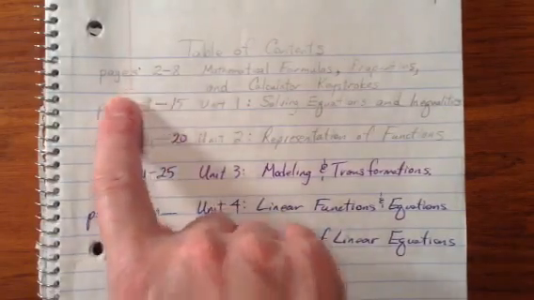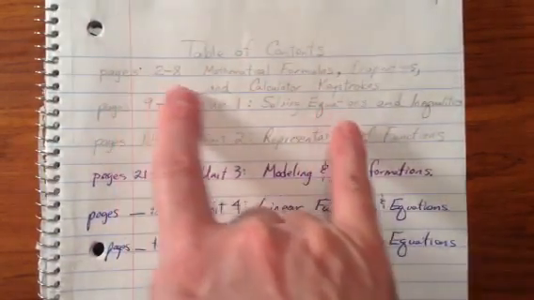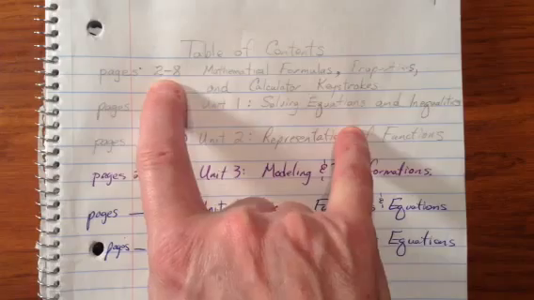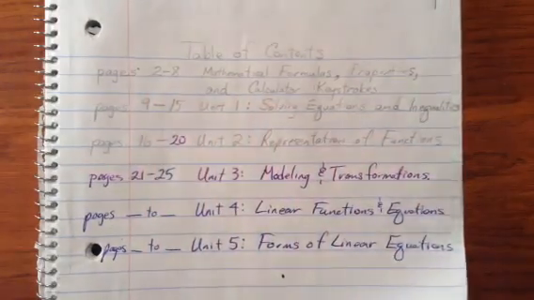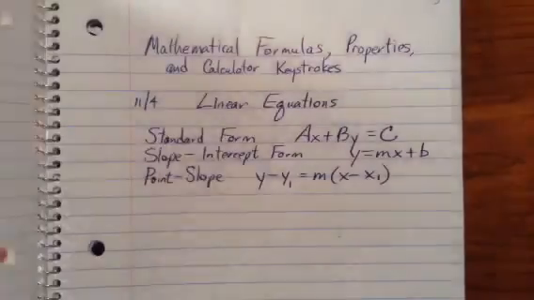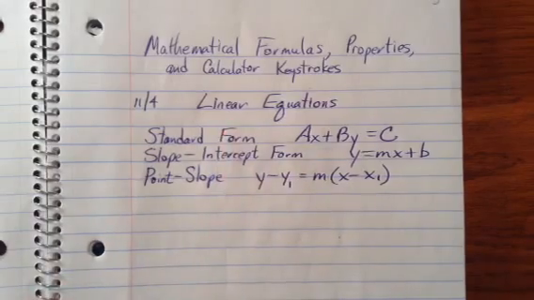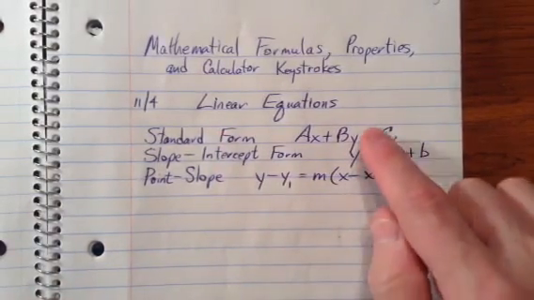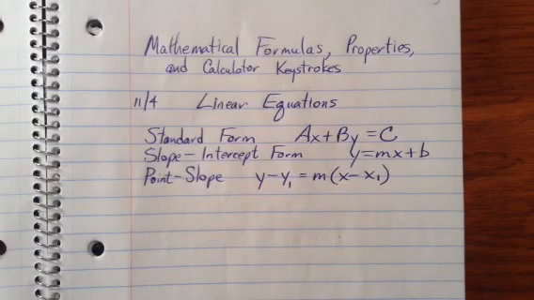All right, you should have your table of contents set up. We're going to go over here, and wherever you are in your mathematical formulas, I want you to write down the three linear equations. If you would do that right now, go ahead and press pause. Copy down these three forms of linear equations. That's what this unit is mainly about.